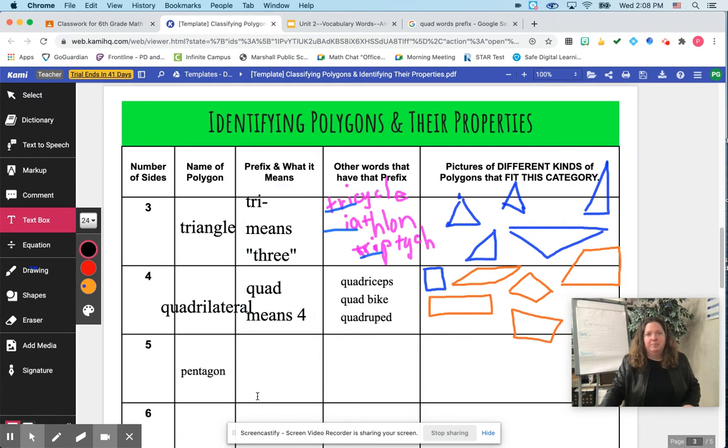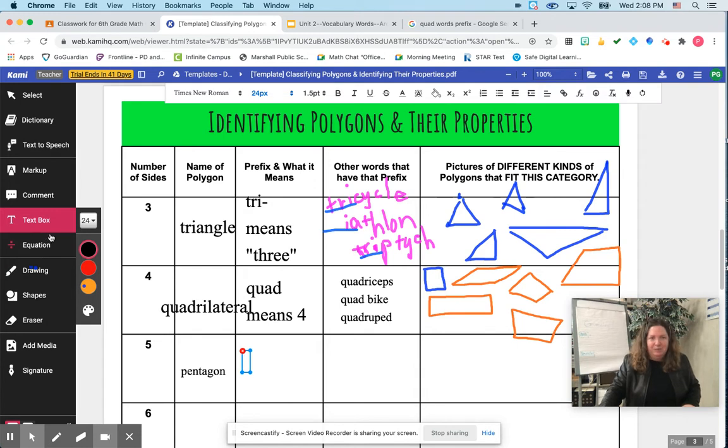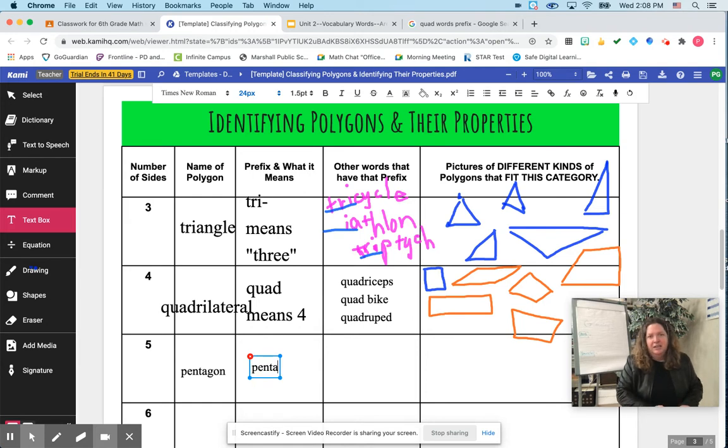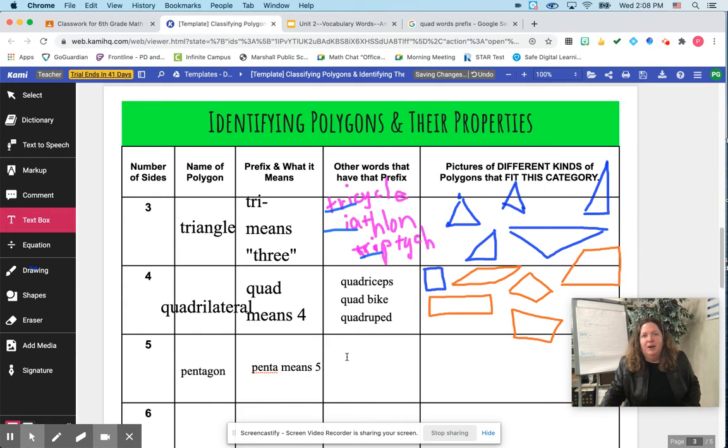The prefix penta. Well, hopefully now you're like, yeah, I see the pattern. The prefix tells us what that number means. So penta means five. The prefix penta means five. Now, you're going to think of what other words have that prefix penta in it. And this is tricky. This is a harder one than some of the others. See what you can come up with. Pause the video and then come back when you've got some ideas written down.